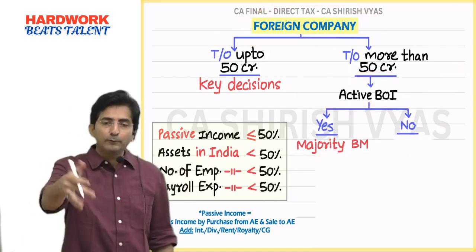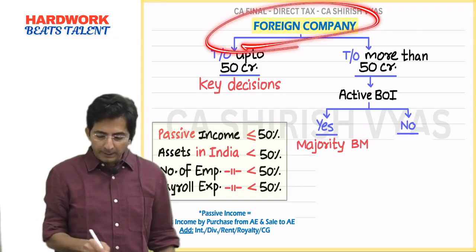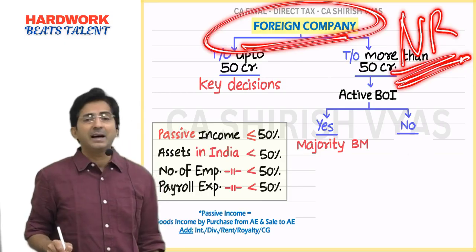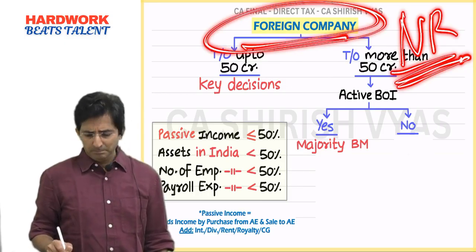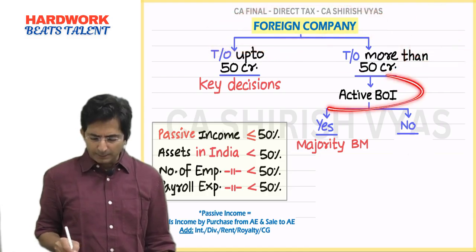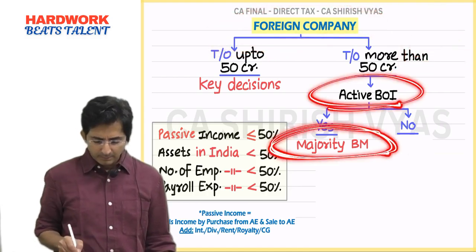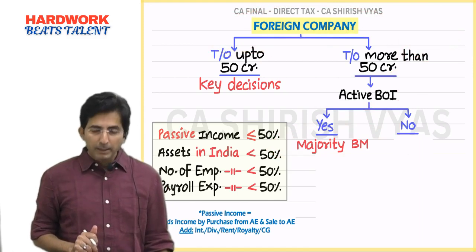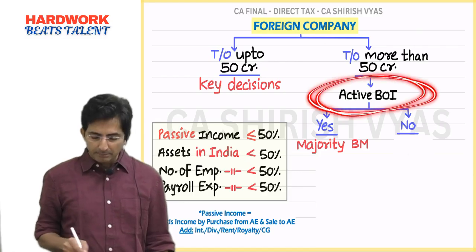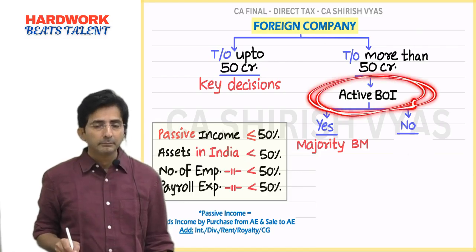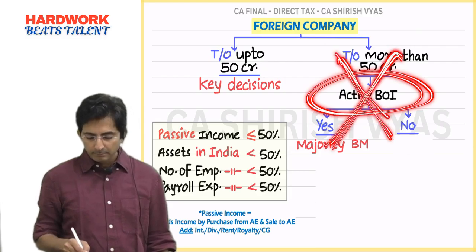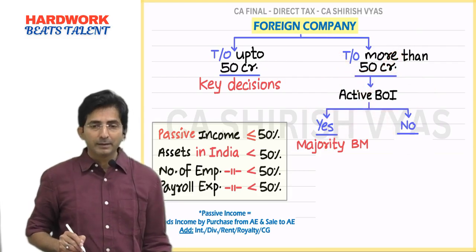See, you are craving for the degree of CA. Foreign companies are craving for which degree? NR. They love to become NR in India. But for that, one exam is active boy, the other exam is majority board meetings outside India. Tell me, if you fail in this exam, like in the CA exam, if someone fails, then you will not get the degree, na?